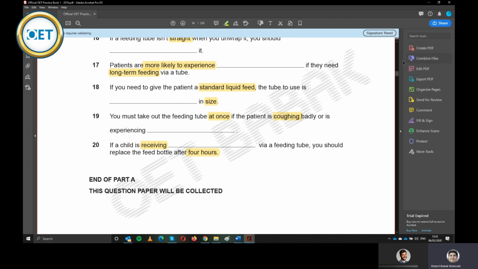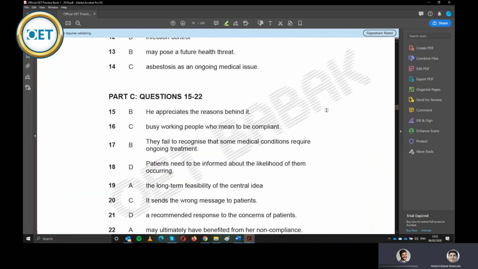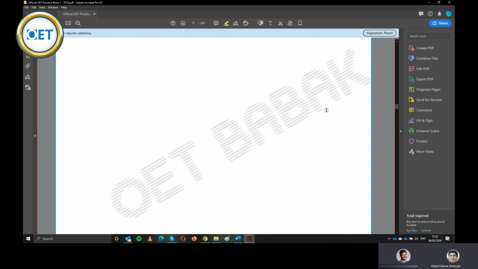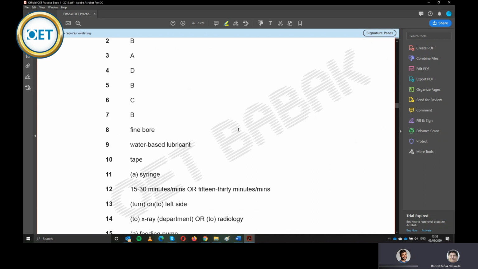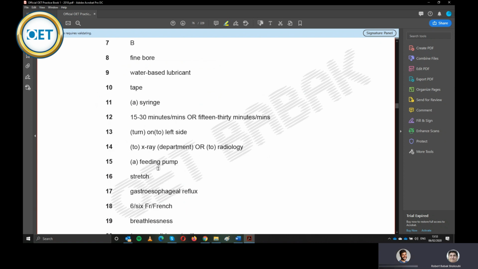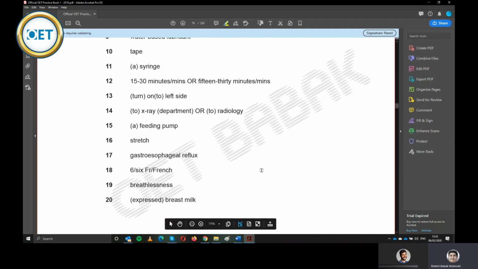We can check the answers. Okay. So that was fine bore, water-based lubricant, tape, syringe, 15 to 30 minutes, turn onto left side, an X-ray or radiology, feeding pump, stretch, gastroesophageal reflux, 6 FR or 6 French, breathlessness, and expressed breast milk.